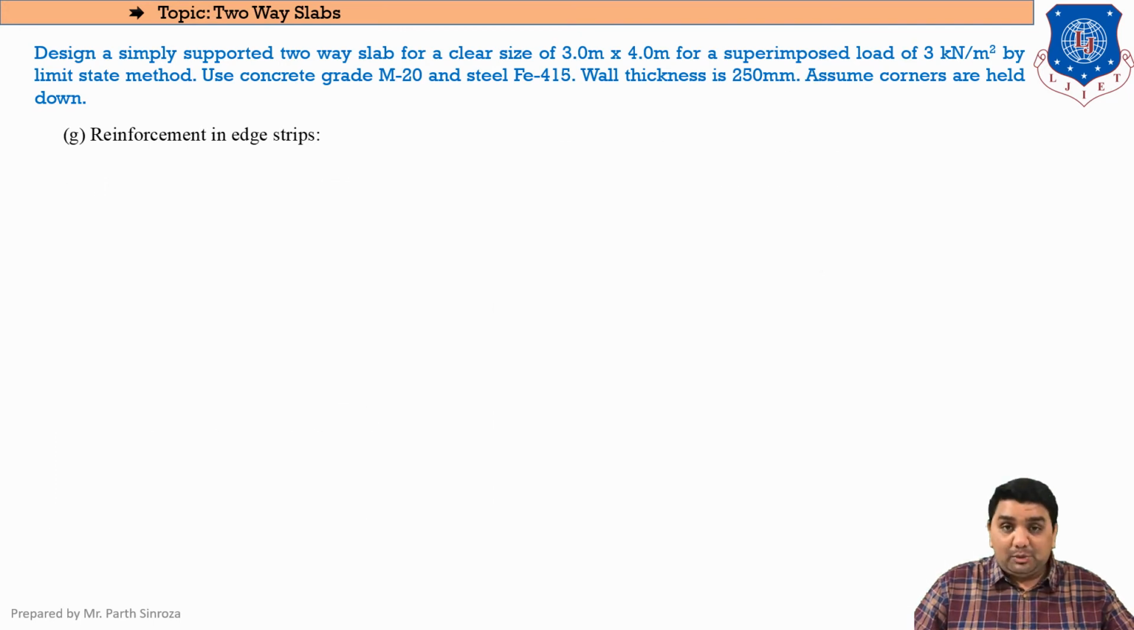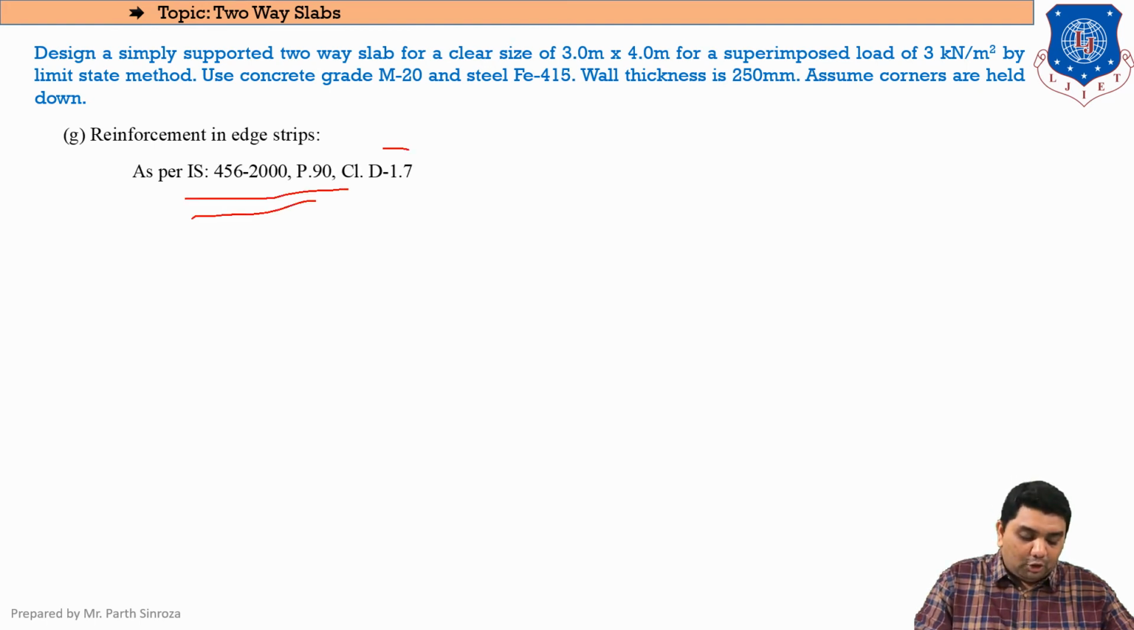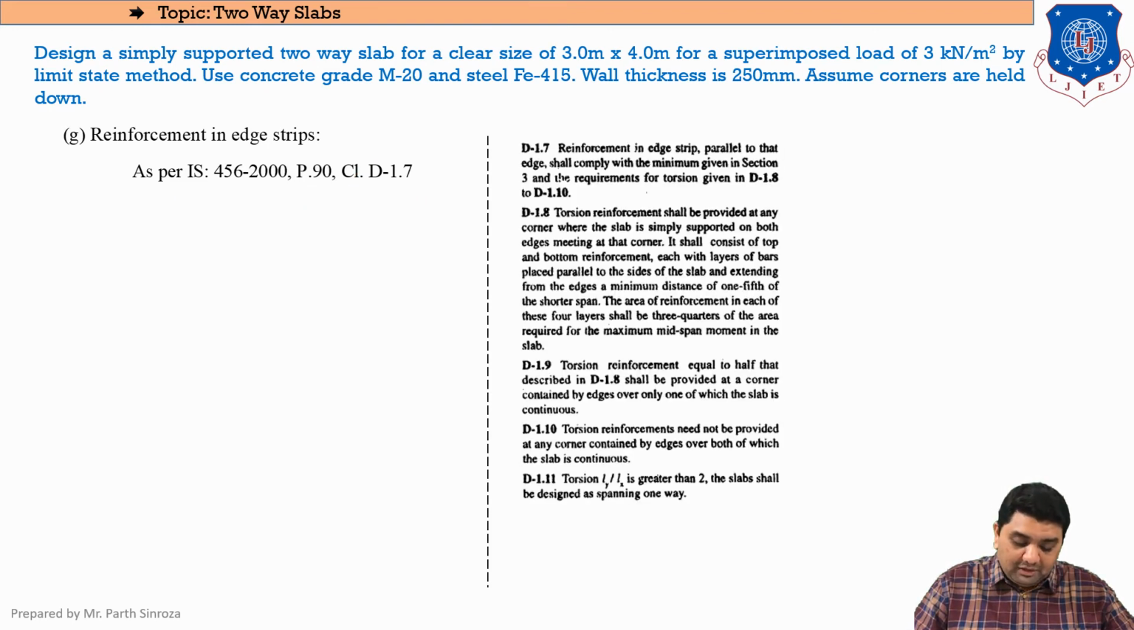Now moving towards our actual design. First, to calculate the edge strip, we'll be checking page number 90, clause number D 1.7. Here you can see that reinforcement in edge strip parallel to that of edge shall comply with the minimum given in section 3. That means whenever you are designing steel in our edge strip, it should be as per the minimum requirement given in our code, and that minimum requirement is 0.12 of total cross section area.